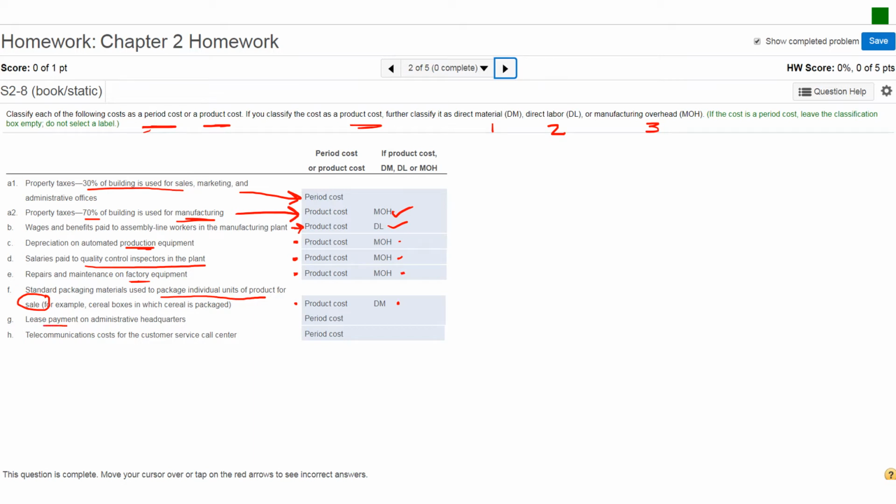Letter G, lease payments on, here he is, administrative headquarters. That's your general administrative. That's going to be period. And then finally, telecommunication costs for the customer service call center. That's period because that typically relates to sales.